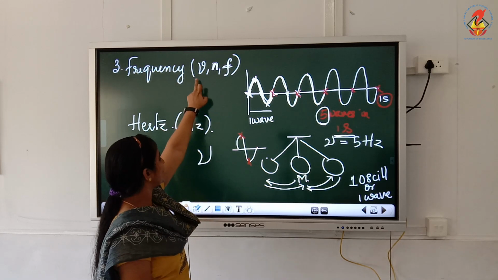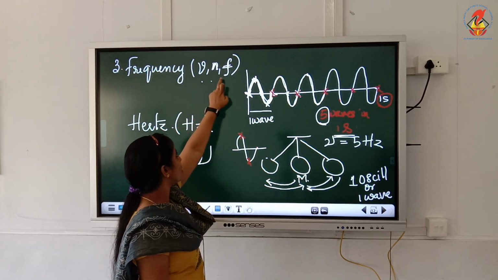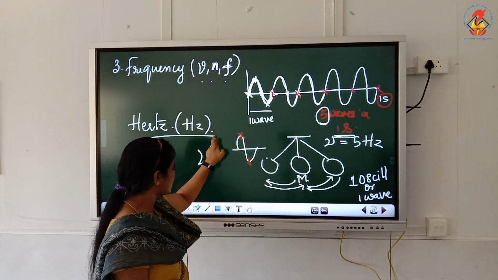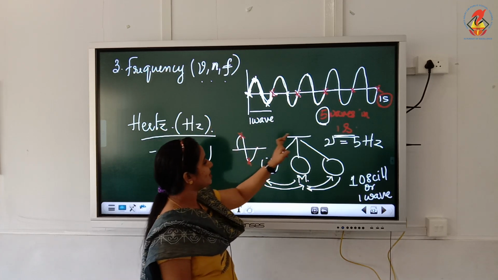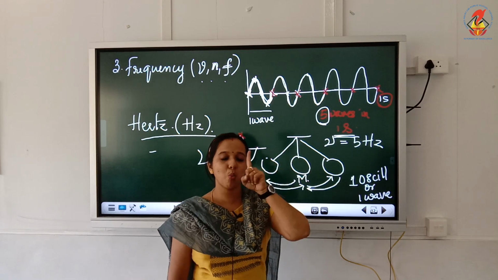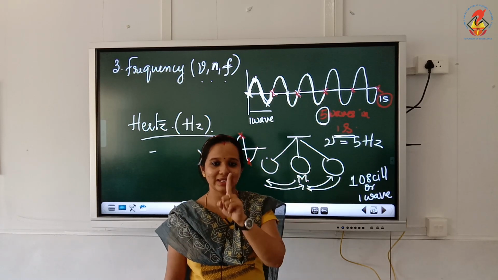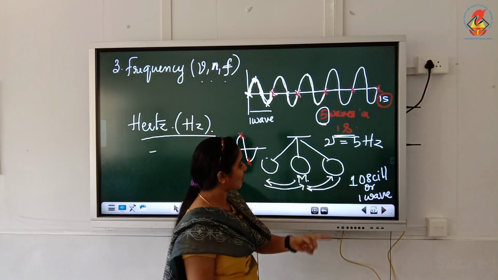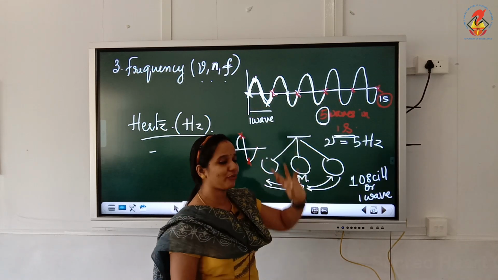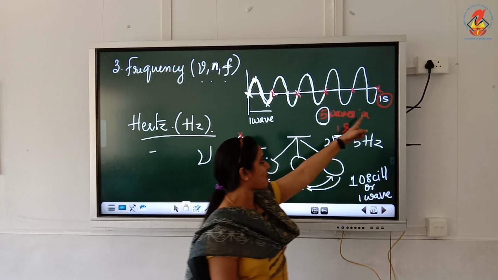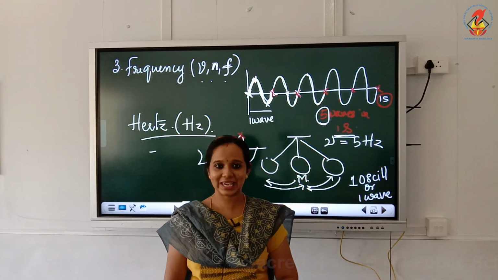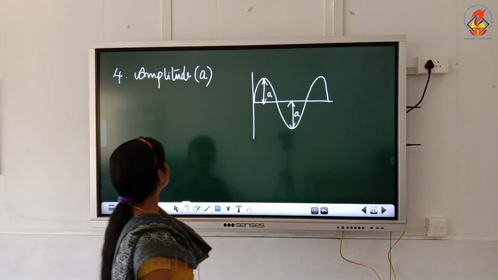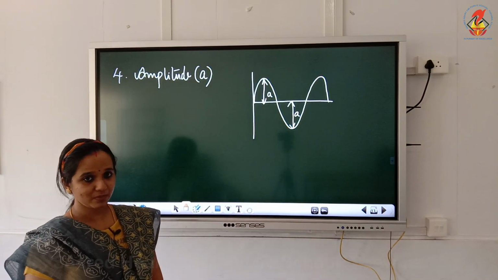It is represented using the letter nu, n or f, and its SI unit is hertz. It is the number of waves in 1 second. The number of waves in one second is called frequency. So, to find frequency, just find the number of waves that is passing in 1 second. Okay. Now, the fourth term is the amplitude.